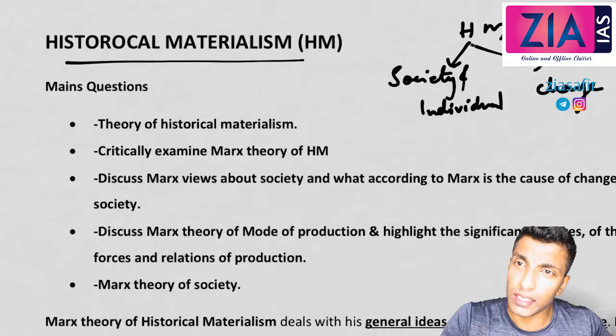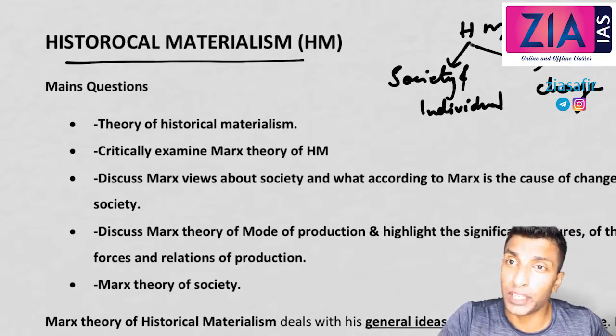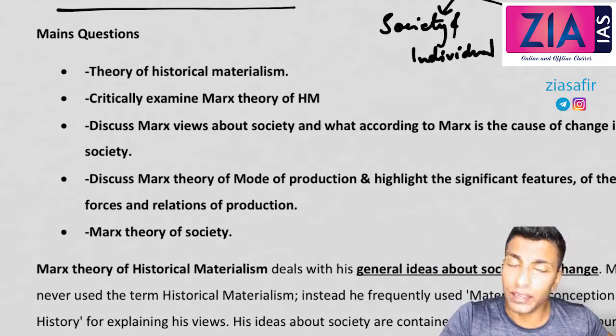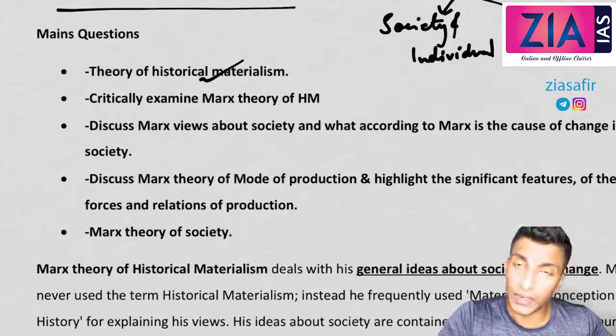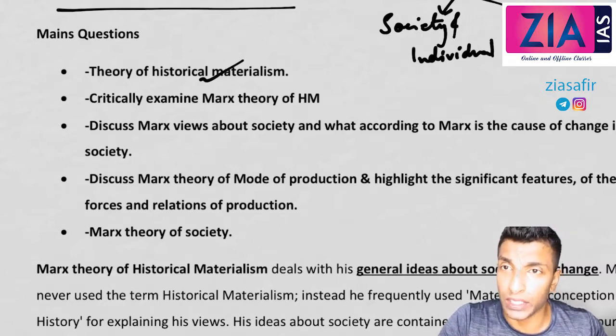When we discuss social changes, we will discuss the changes in existing society, and also we will see his prediction of a futuristic society in terms of socialism and communism. Okay, all these things we will discuss in detail. If you see a few of the questions asked in previous mains, you directly get the theory of historical materialism. So if it is asked, you need to write the same concept only. His theory of historical materialism basically deals with the general ideas about society and change.